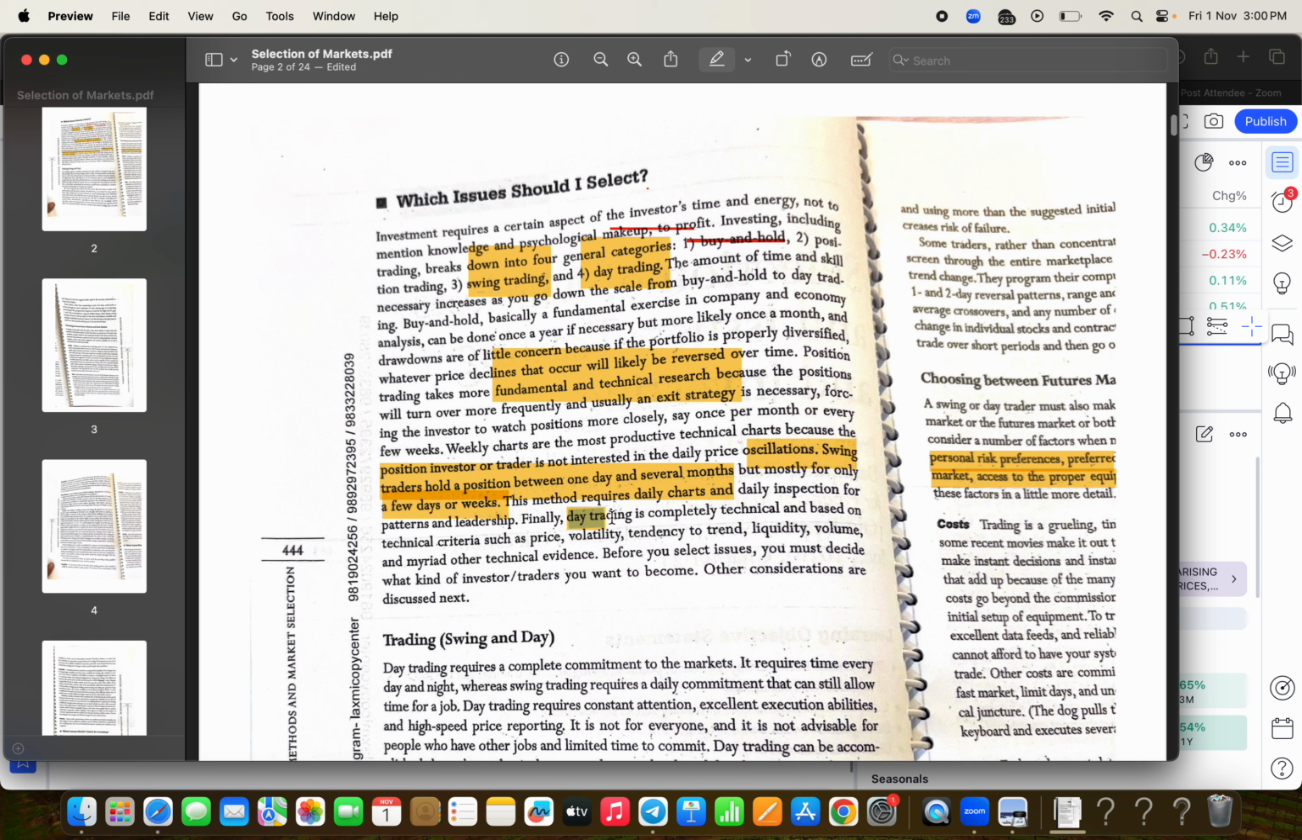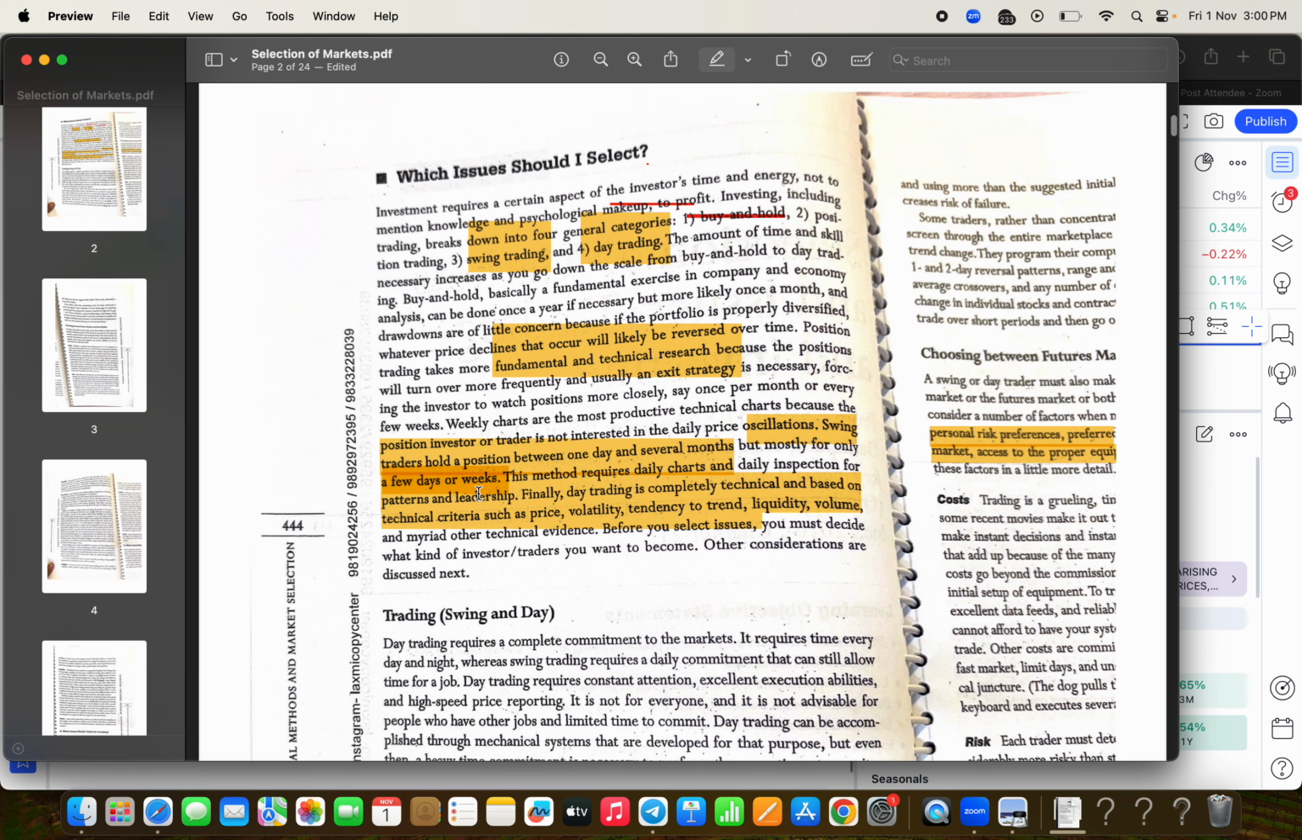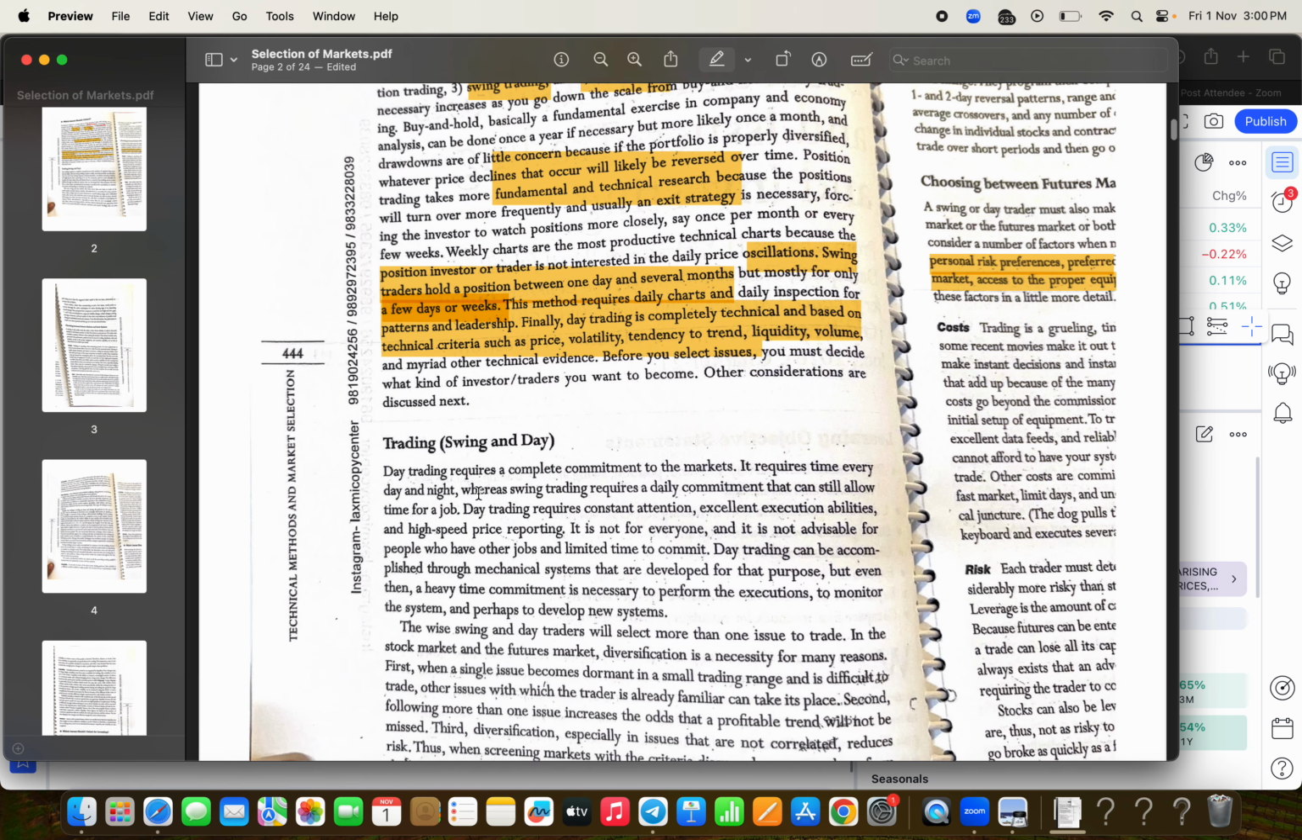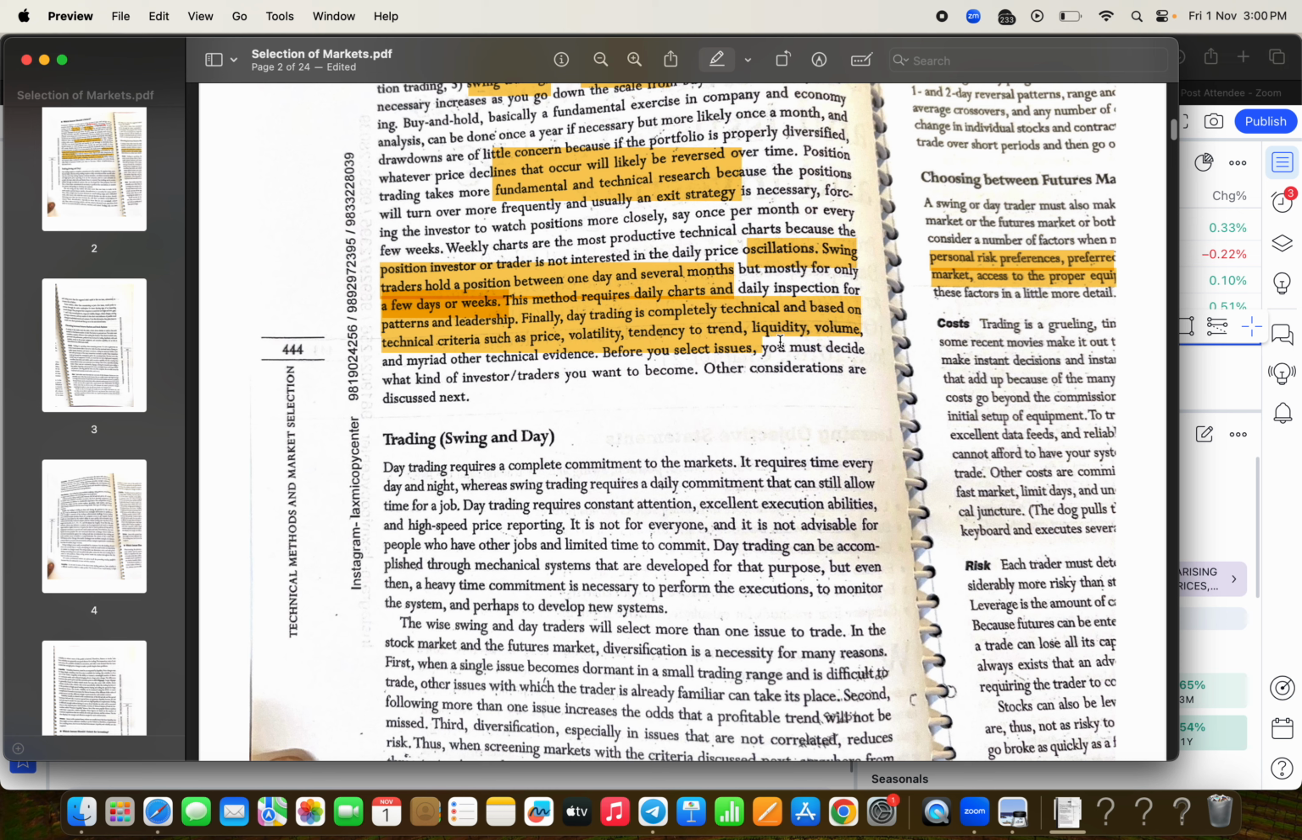Finally, day trading. Day trading is same day buy and sell. It is completely technical and based on technical criteria such as price, volatility, tendency to trend, liquidity, volume, and so on. So before you select issues, you must decide what kind of investor or trader you want to become. Whether you like to hold positions for a long period of time, or whether you panic if you have to hold something overnight and you don't like to carry the risk when you're going to bed.